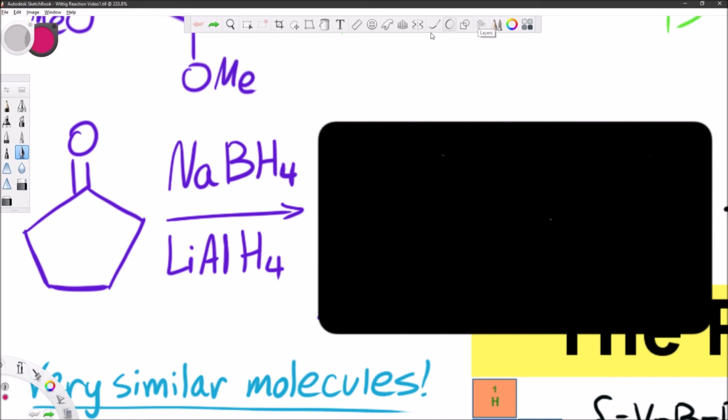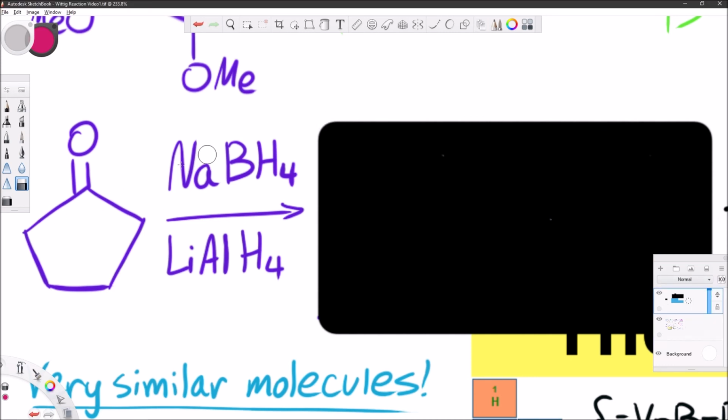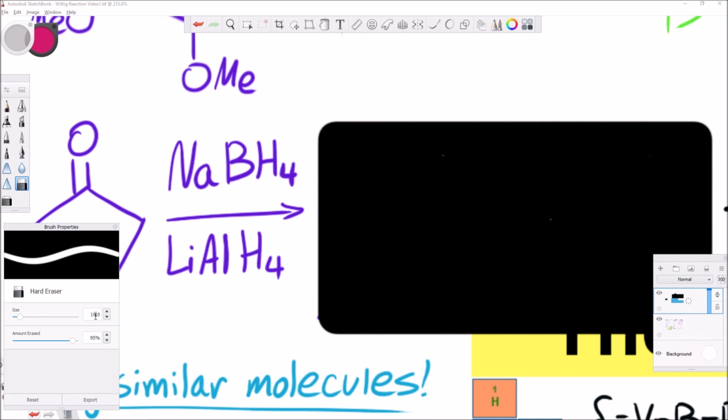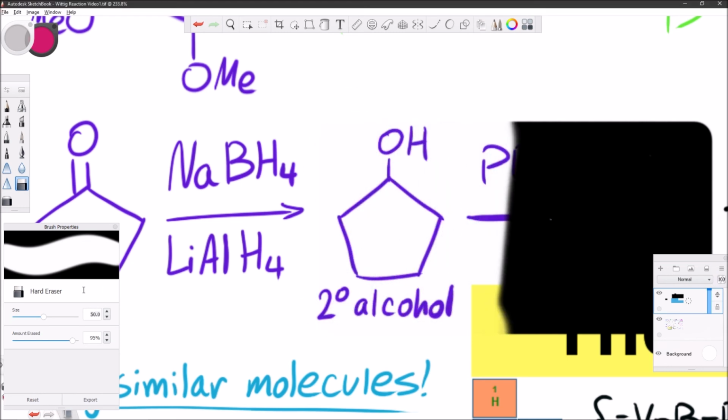This forms a secondary alcohol, which I have covered up for the sake of a more interesting lesson. Let me just make this a little bit bigger so that we can get a nice and quality eraser. Ta-da! A secondary alcohol.